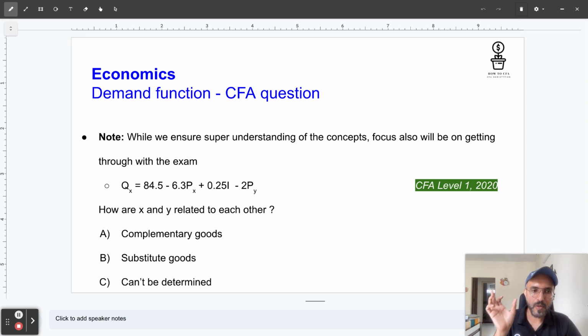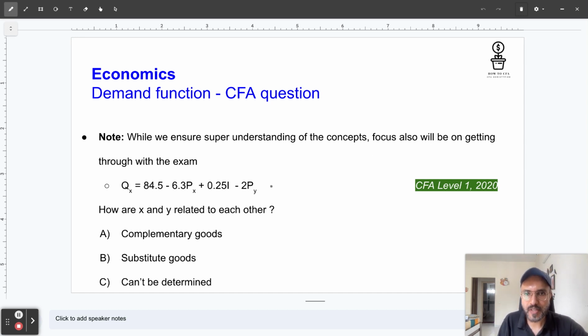So here is a problem from one of the CFA exams. And how did I get hold of this problem? Generally, as I said, thousands of students take up our courses. We survey them after the exam and ask them what kind of questions they got. And basis our survey of the 2020 CFA Level 1 exam, this is one of the problems which was asked. So let's go through this.